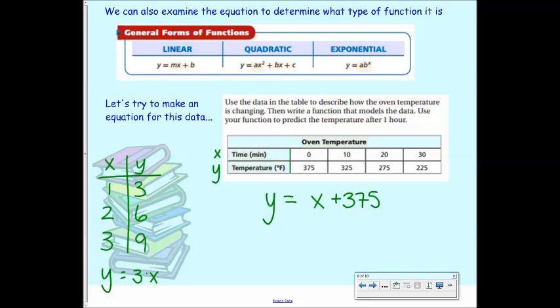Times negative 5. So does that work over here? So try that on your calculator. Do 20 times negative 5 and then add 375 and see what you get. So 20 times negative 5 plus 375. That works? Okay, does it work for 30 also? So 30 times negative 5 plus 375 should also work. Yes, that works too? Okay, so that means this is the equation of this function, which means that it's what? Linear, quadratic, or exponential? Linear. It's definitely linear because it has no what?